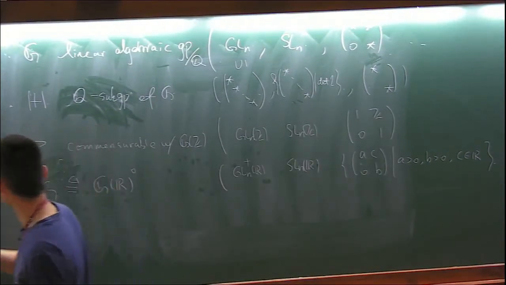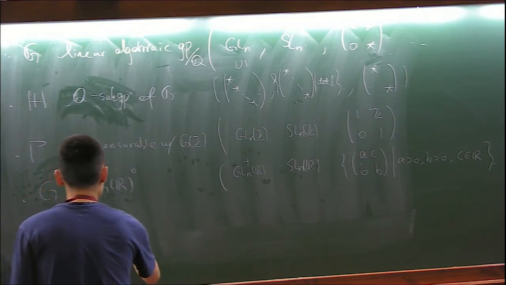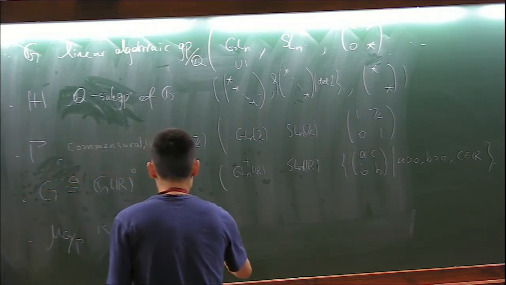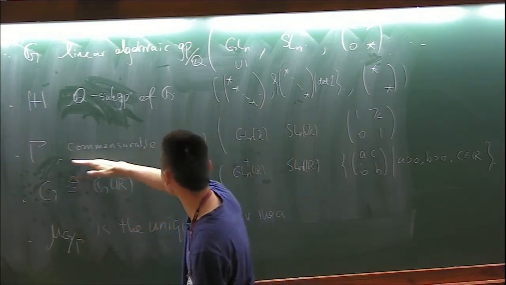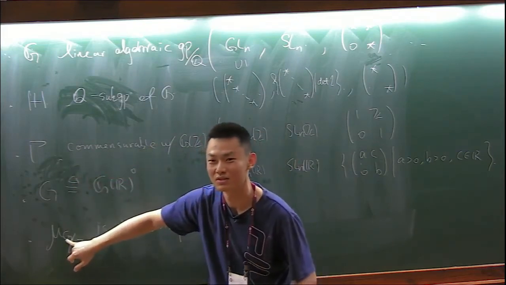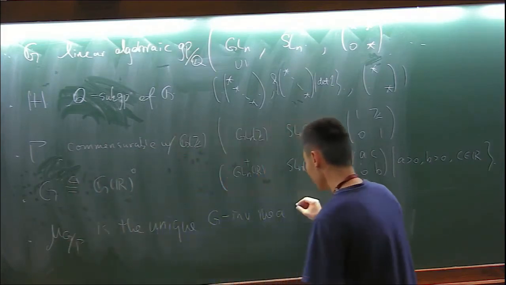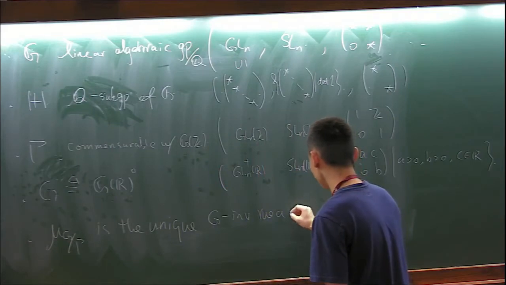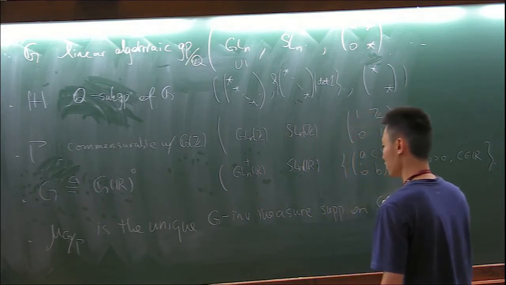And lastly, I want to tell you what this is. I have told you what is T, what is H, what is G, what is gamma. Now I want to tell you what this is. So mu_G on G mod gamma is the unique G-invariant measure. I'm assuming this gamma is not just commensurable with G(Z), but rather contained inside G. A priori it's not true, but I'm assuming that. The unique G-invariant measure supported on G mod gamma.